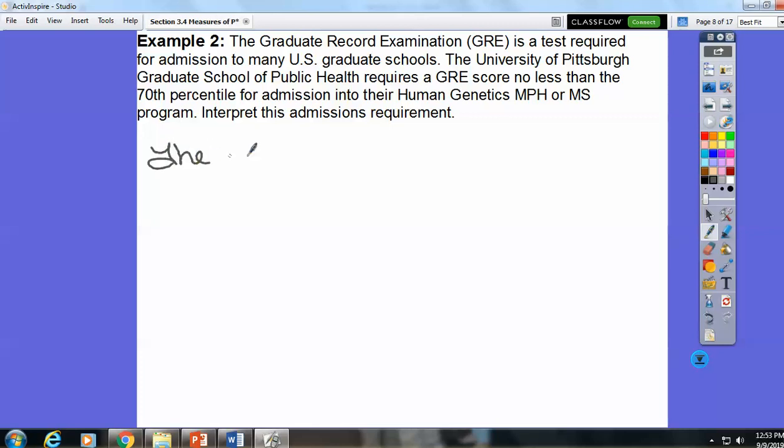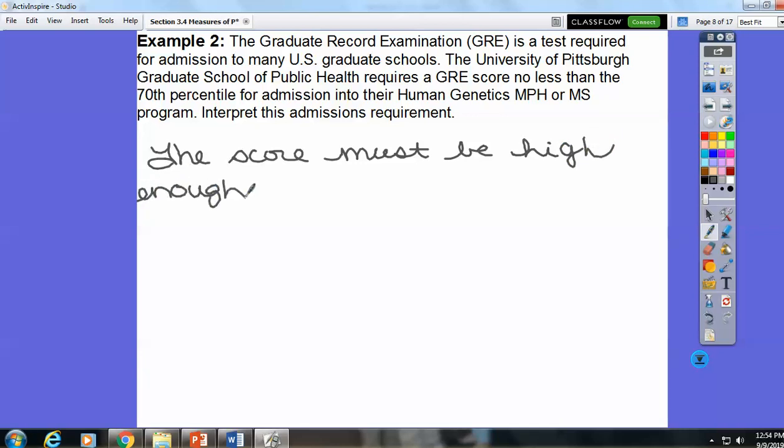So the score must be high enough that 70% of the scores are below that.